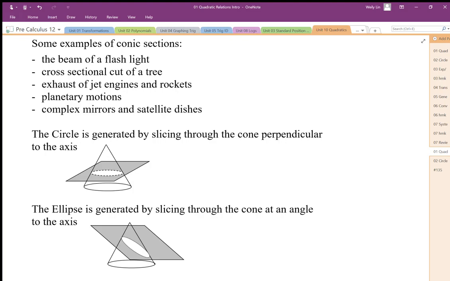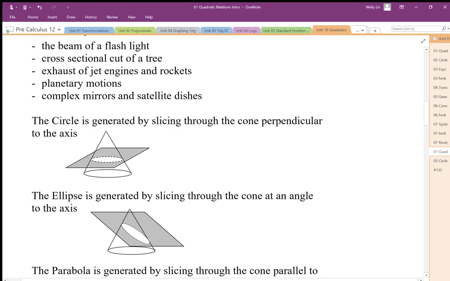So some examples of these conic sections would be like this beam of flashlight. If you shine it against the wall, you can create all the different types of conic sections if you just change the angle of the flashlight on the wall. If you cut through a tree, the cross-sectional cut would give you these different shapes. You know, the exhaust jet of engines and rockets, because the tail comes out as a cone.